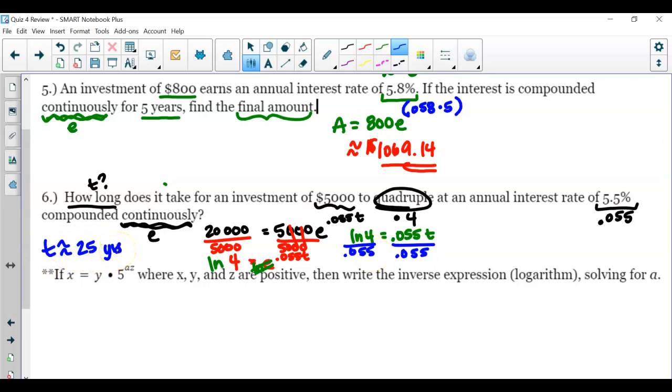Now, there is another way that you could solve this, because if you notice, and we talked about this, what if we weren't given the 5,000? If this just said that we quadrupled, well, quadruple means 4. So 4 is equal to e to the 0.055t, which really we ended up with here before we took the natural log. So notice how you could have set this up a bunch of different ways, and no matter what, you'll still get to the same answer.